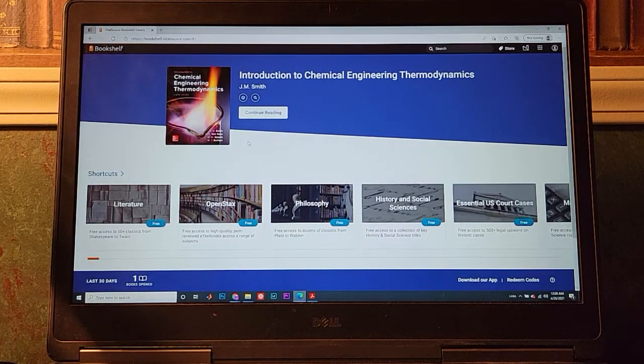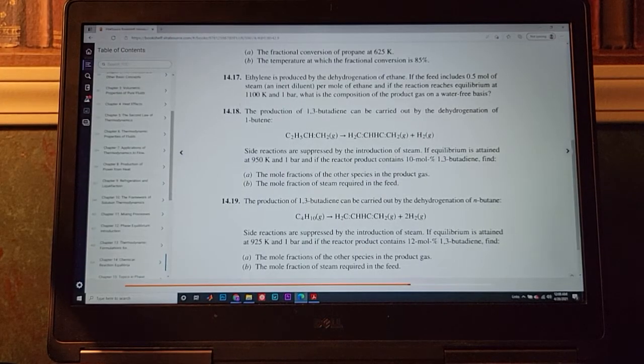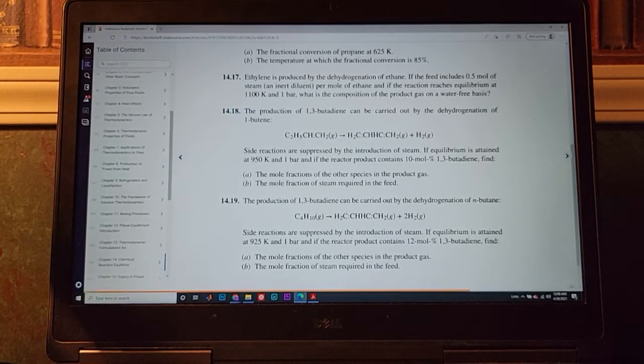Today we will be going over problem 14.18 in Introduction to Chemical Engineering Thermodynamics by J.M. Smith. So a quick overview of the problem. You see it here in the middle of the screen. The production of 1,3-butadiene can be carried out by the dehydrogenation of 1-butene in this reaction.